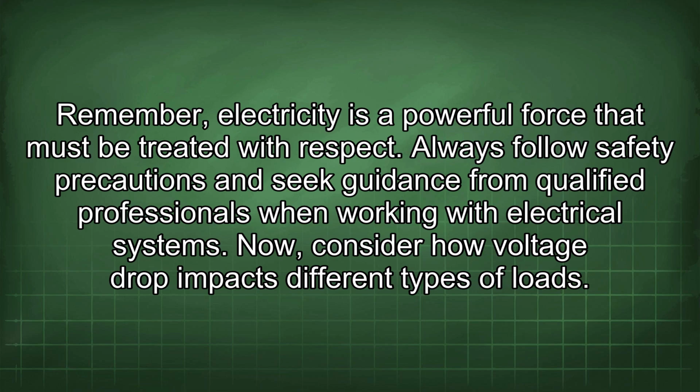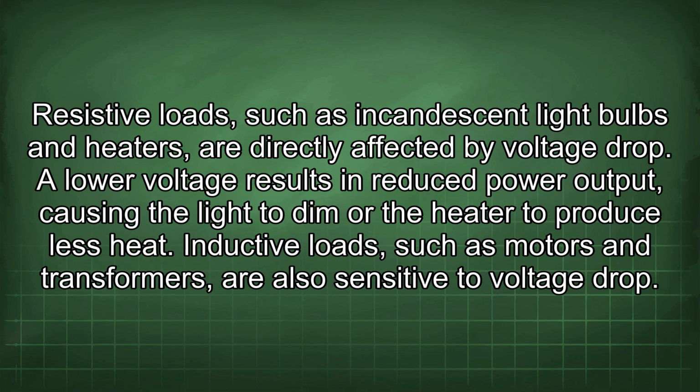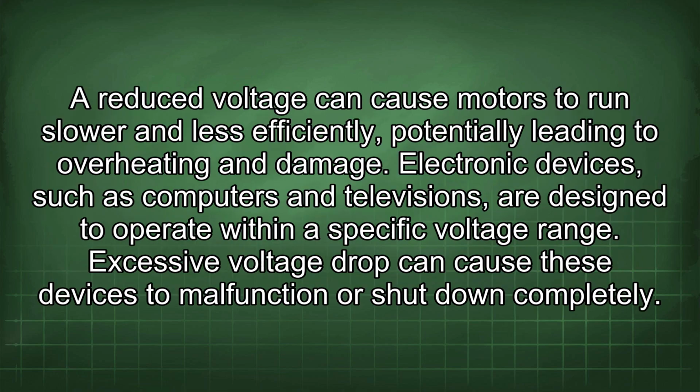Now, consider how voltage drop impacts different types of loads. Resistive loads, such as incandescent light bulbs and heaters, are directly affected by voltage drop. A lower voltage results in reduced power output, causing the light to dim or the heater to produce less heat. Inductive loads, such as motors and transformers, are also sensitive to voltage drop. A reduced voltage can cause motors to run slower and less efficiently, potentially leading to overheating and damage.